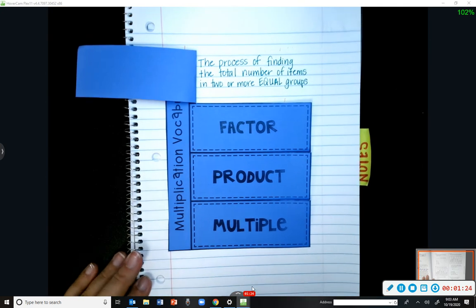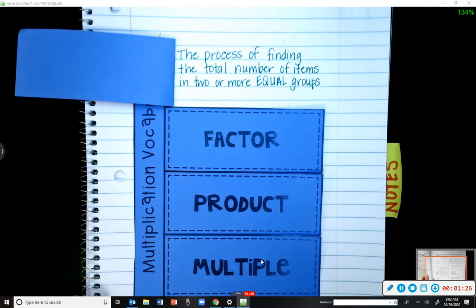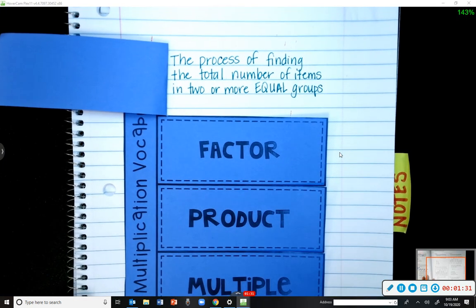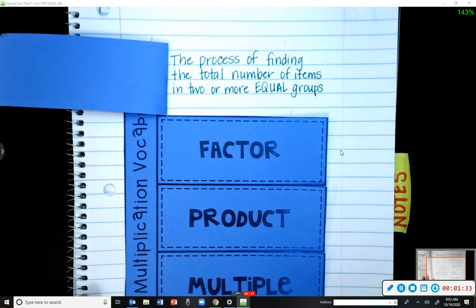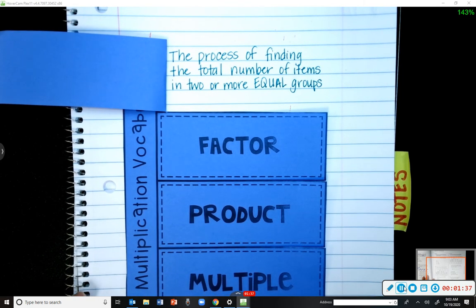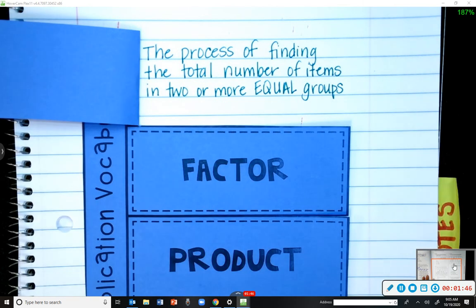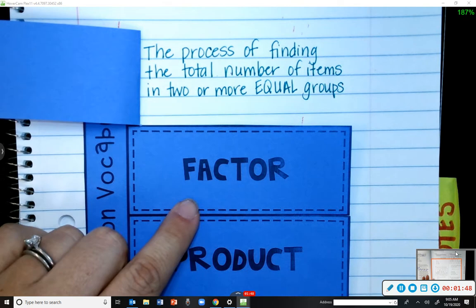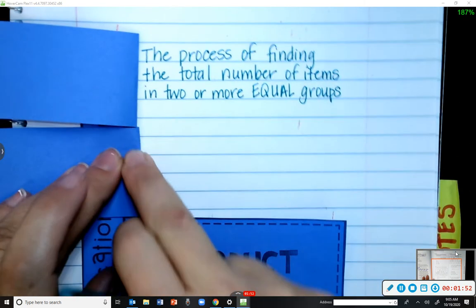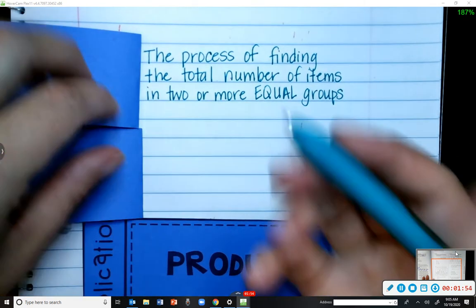So equal groups, you will hear me say that a lot, and that's what we're going to practice today, making equal groups and writing the multiplication number sentence that goes with it. The process of finding the total number of items in two or more. Okay, the next one is factor. Factors are the numbers you multiply together to get a product.